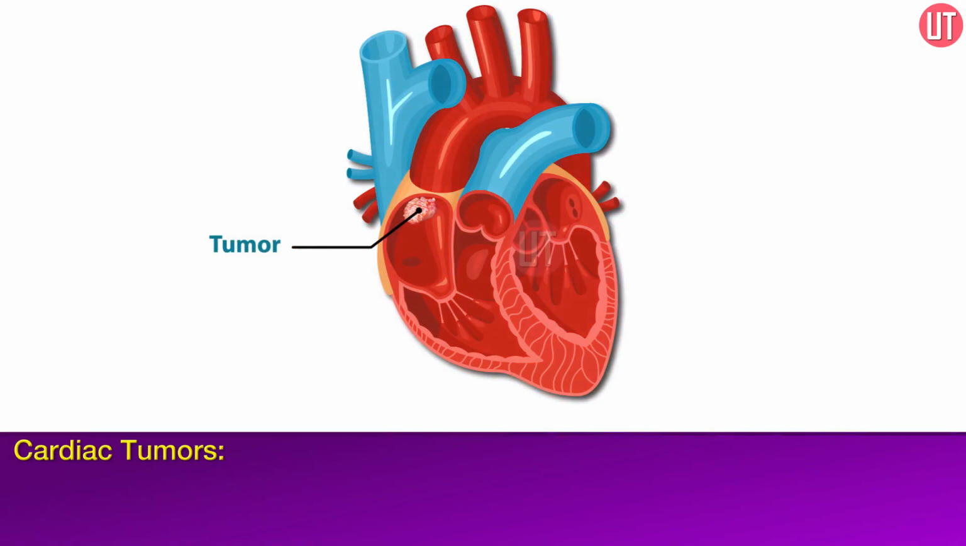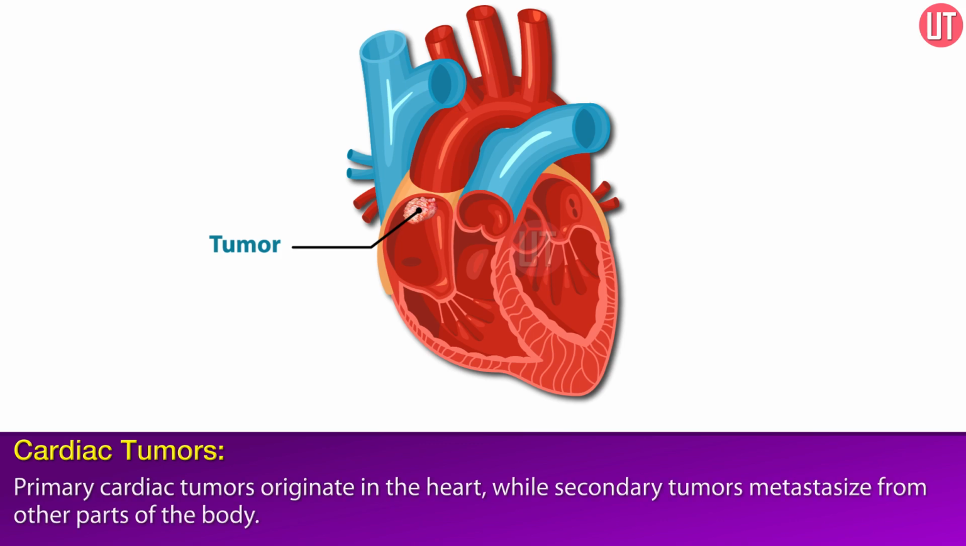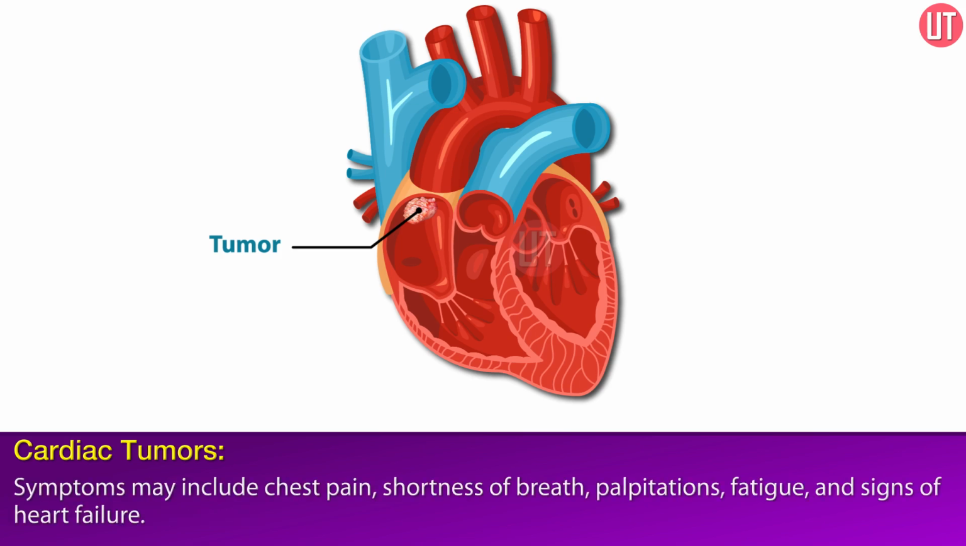Cardiac tumors. Cardiac tumors can be benign, non-cancerous, or malignant, cancerous, growths that develop in the heart tissue. Primary cardiac tumors originate in the heart, while secondary tumors metastasize from other parts of the body. Symptoms may include chest pain, shortness of breath, palpitations, fatigue, and signs of heart failure.